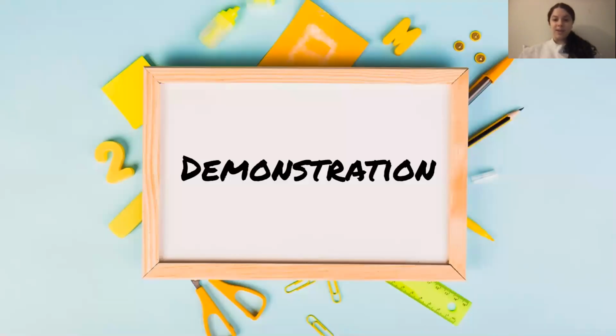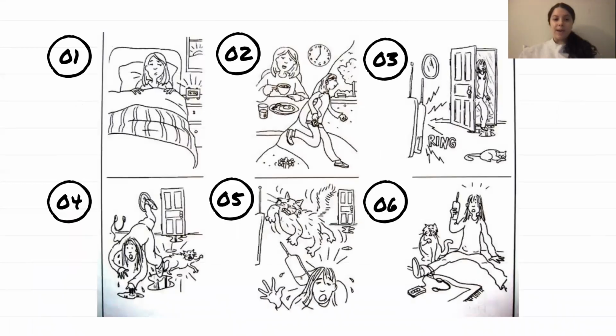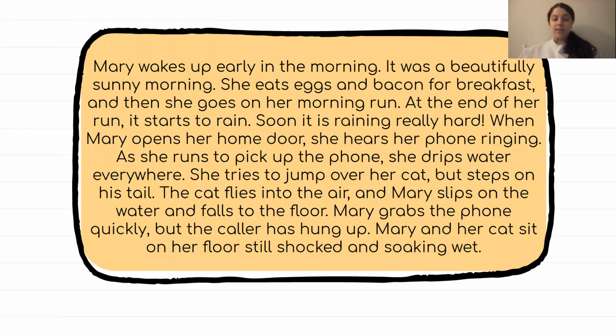Now, let's do a demonstration. I'm going to use my own imagination to come up with a story based on these 6 pictures. Pause the video and try to come up with your own too. In your writing, make sure to pick a name for your main character, use detail in your sentences, and also make sure the order makes sense. Now pause the video. Nice. Here's the story that I came up with, and it's completely fine if you come up with something different.